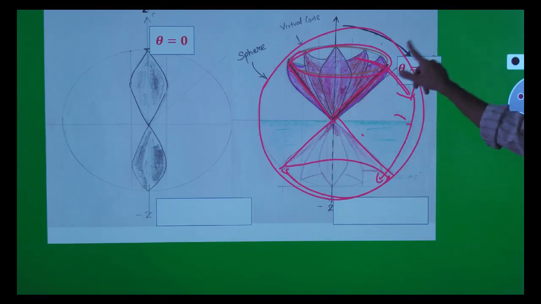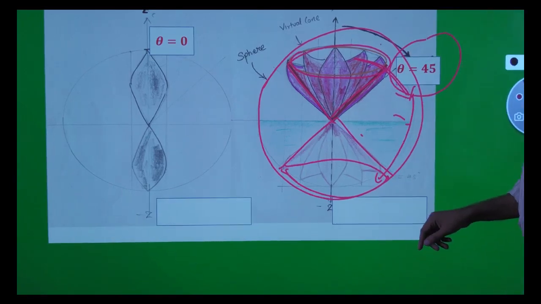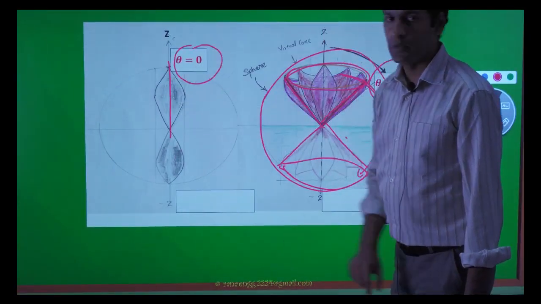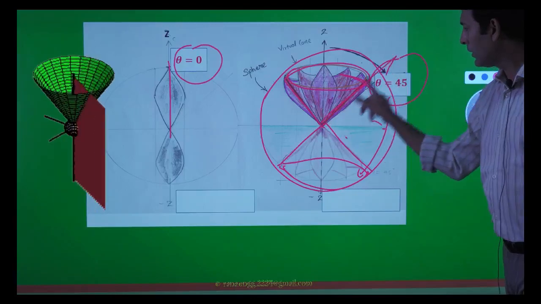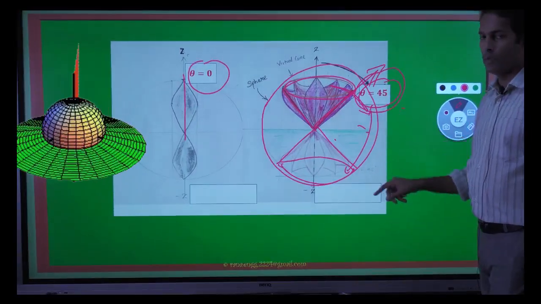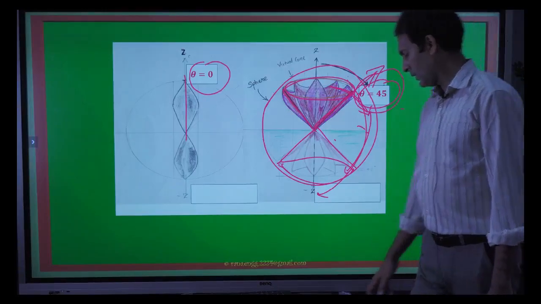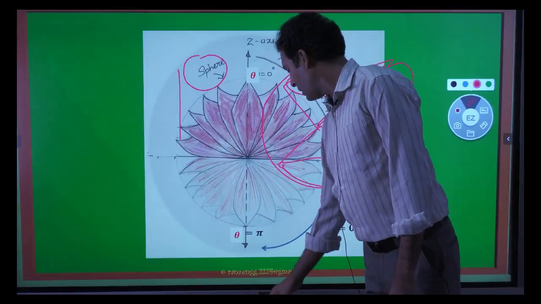So here we can see a straight line, theta equal to 0 degrees. This particular line may be theta equal to 45, and we can reach up to theta equal to pi.